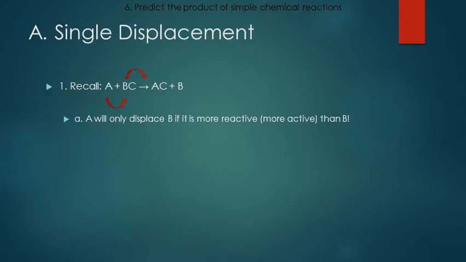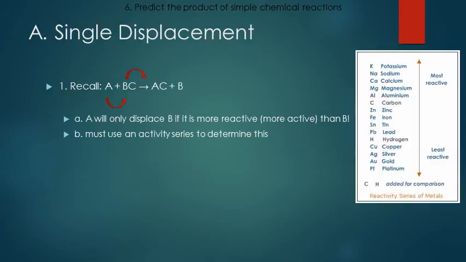Now the question you probably have is, how would we know if an element is more active or reactive than another? This is when we need to use what's called an activity series. And this is something you would simply look up. Here's an example of an activity series. It simply lists elements, in this case metals for the most part, by their activities or reactivities.